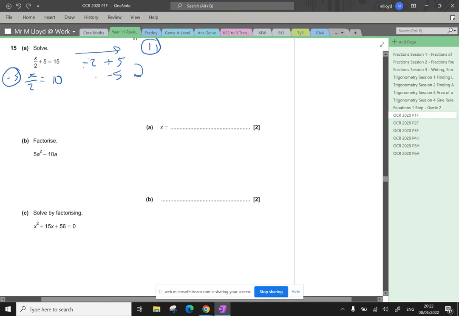And then the opposite of divide by 2 is multiply by 2. So if we multiply by 2 on both sides, x is on its own, and that's the outcome we wanted. 10 times 2 is 20.